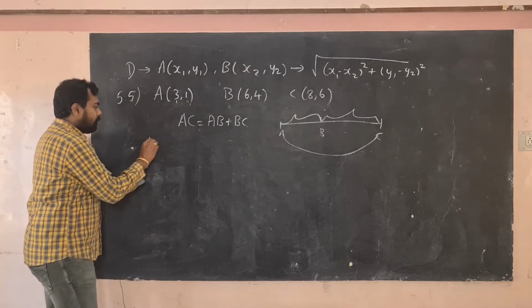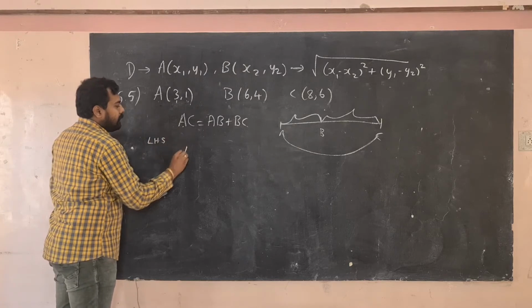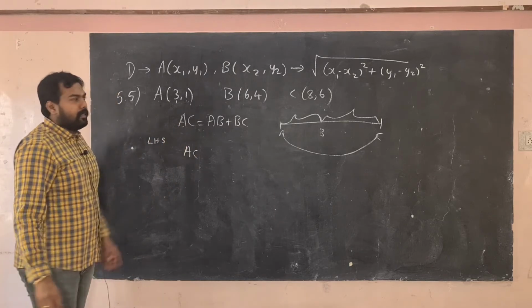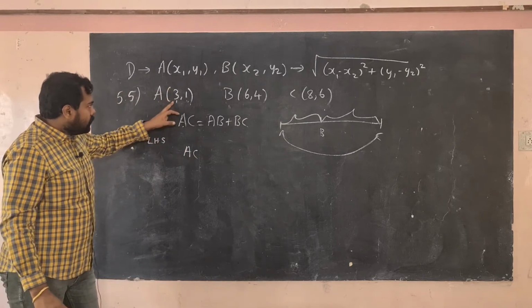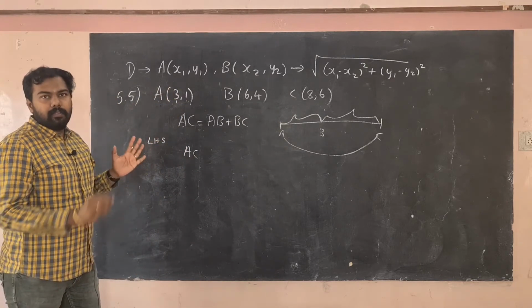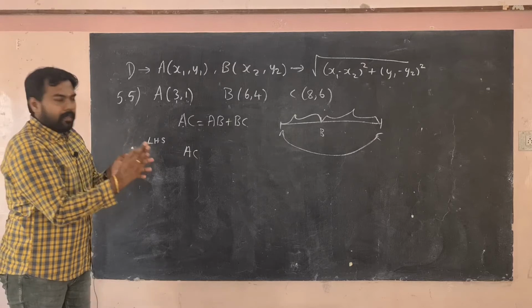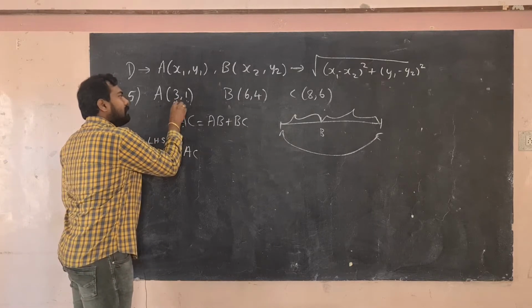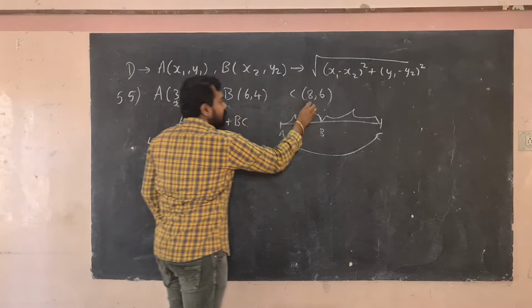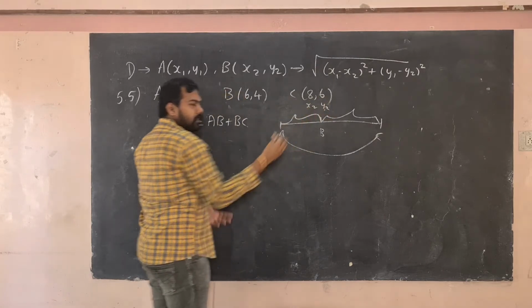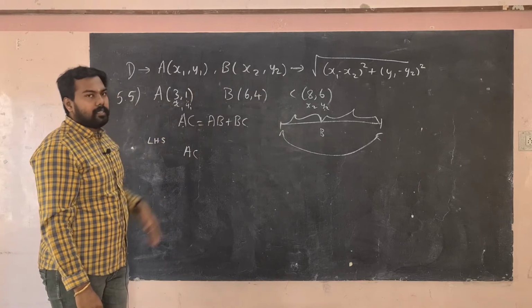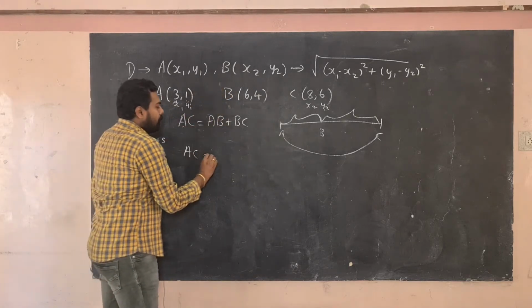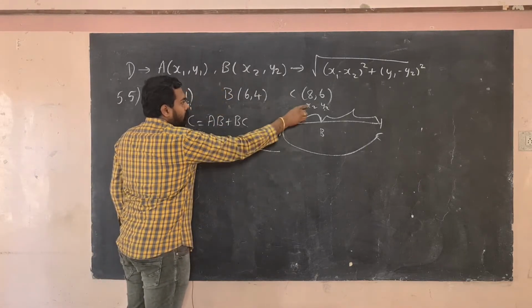So first we will take left hand side. What is the left hand side? It is AC. So consider these 2 points A and C. So in this point we have to apply the formula to find the distance. Namakku rendu point irukku. So you can consider this as x1 y1 and this as x2 y2. You can take in the reverse order also.